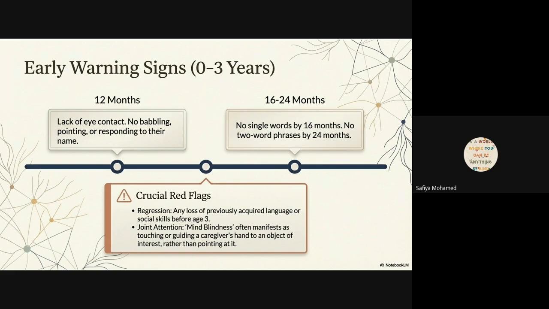And then we speak about joint attention, which means mind blindness. Often manifests as touching or guiding a caregiver's hand to an object or interest rather than pointing at it. All right. So again, this reminds me so much of Little Gems. If you guys get a chance, please come and pop by and look at our facility. You will see a lot of this happening all the time, that the child will not go himself to fetch something. You will grab the caregiver and you will point the caregiver's hand in that direction. We do not know why, we do not understand why, but we know that it's a very common trait in people with autism. All right.